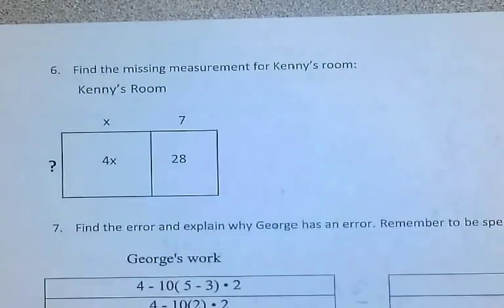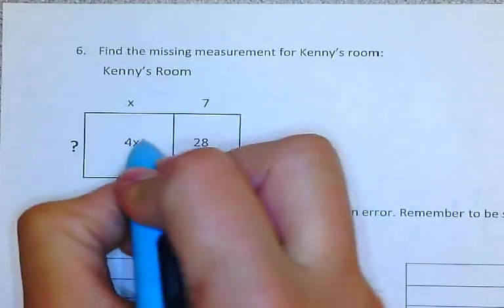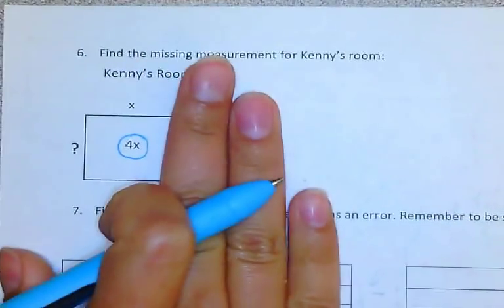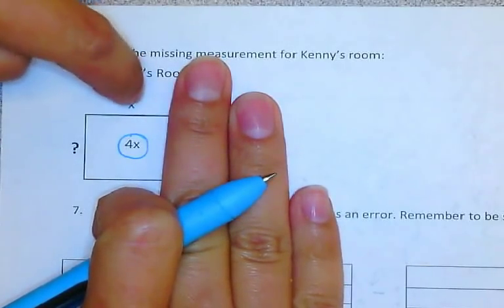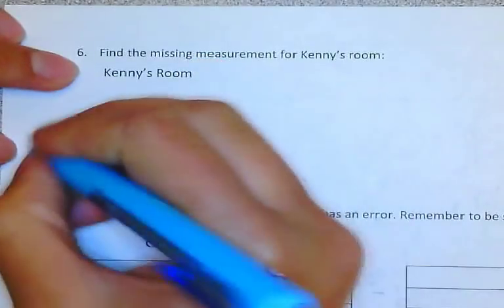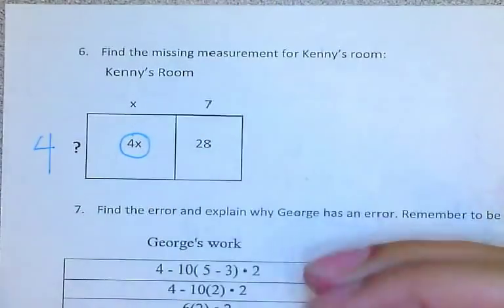All right, so turning the page over to problem number 6. Find the missing measurement for Kenny's room. So Kenny's room, this is the area inside this area. Okay, the first section of Kenny's room is 4x. So something times x gave me 4x. So that something must be 4, because 4 times x would give me 4x.